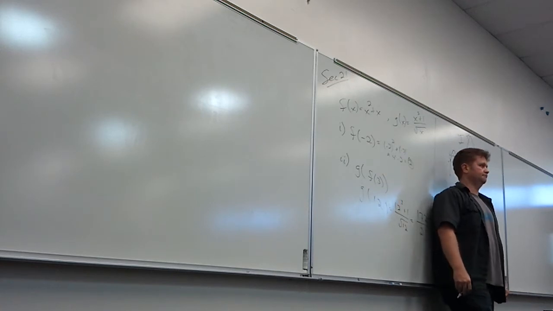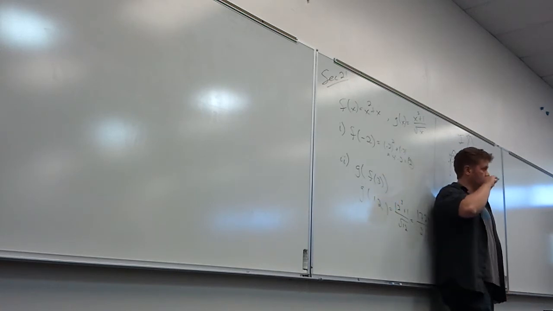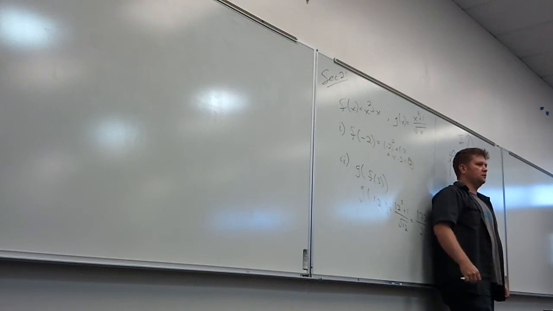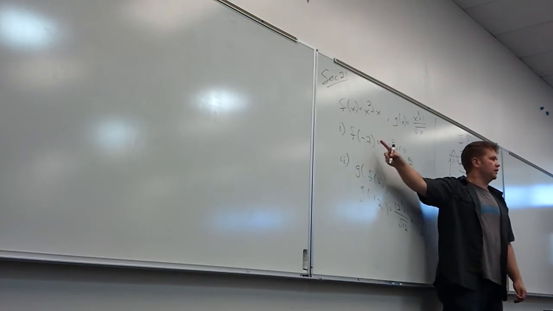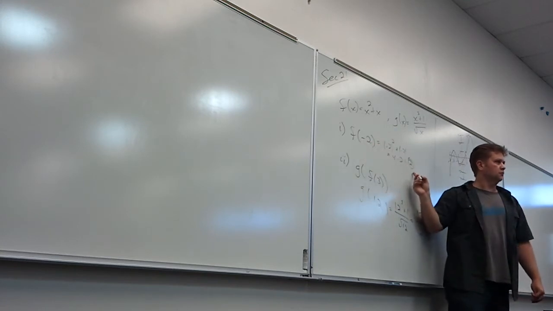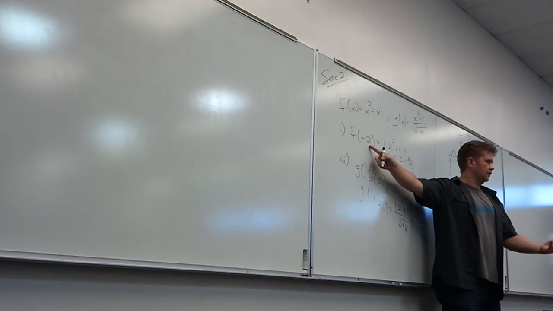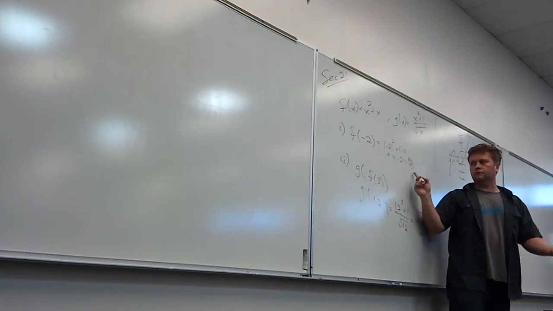Negative 2 is not a point. Give me a point that it goes through. It goes to the point negative 2, comma 2. When the input is negative 2, x is negative 2, the output is 2.